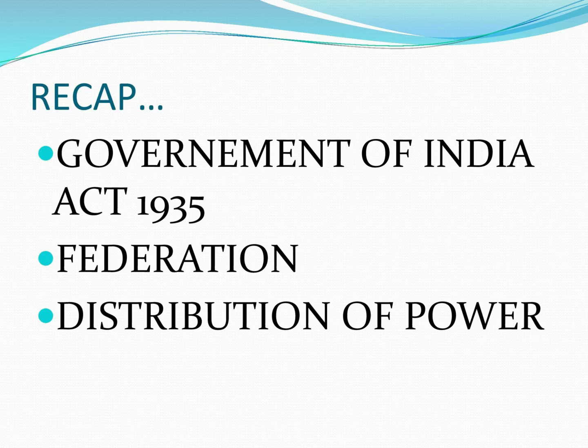Then the third one, the concurrent list, consisted of 36 subjects like criminal law, civil procedure, marriage and divorce, etc., over which both the federal and the provincial legislatures had competence. So this concurrent list vested power in the hands of both the federal and the provincial legislatures. Both are empowered to make modifications and changes falling under these subjects.